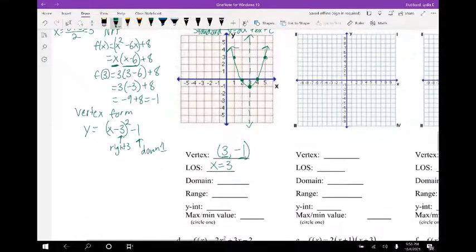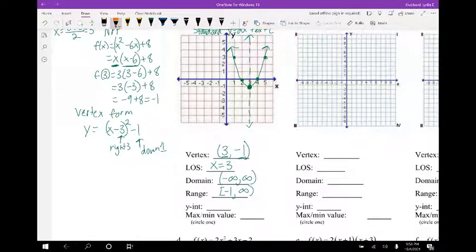Okay. Our domain, as always, is the x values. Those are negative infinity to infinity. Our range is bottom to top. So the lowest y value we have is happening right here at negative 1. It is a closed circle, and it's going all the way to the top, all the way to infinity.